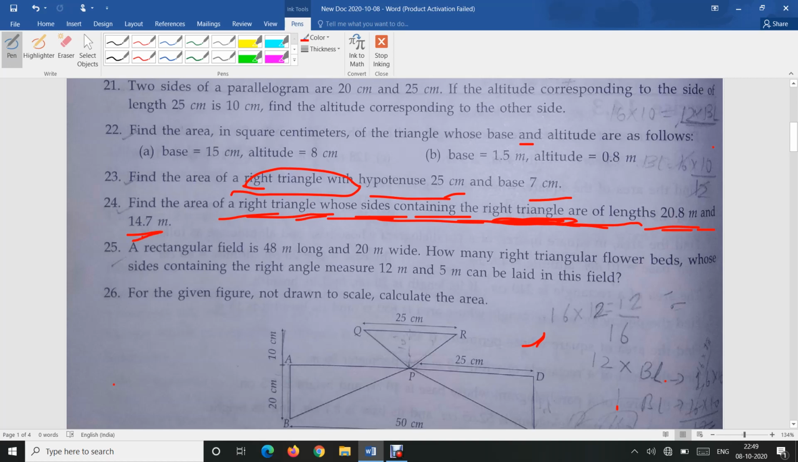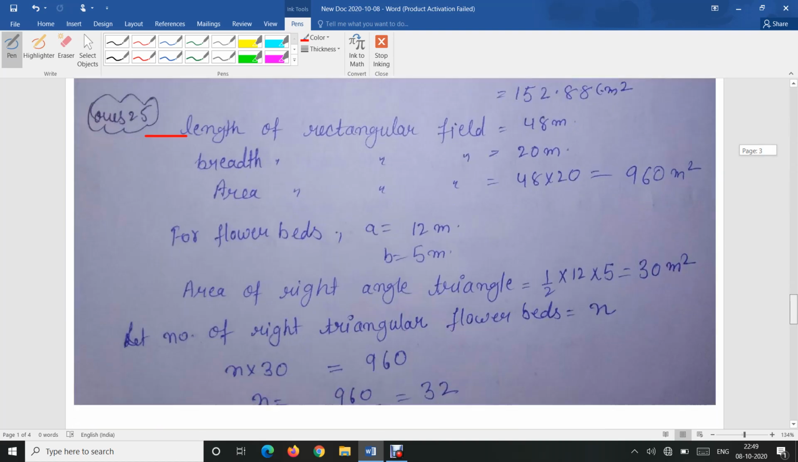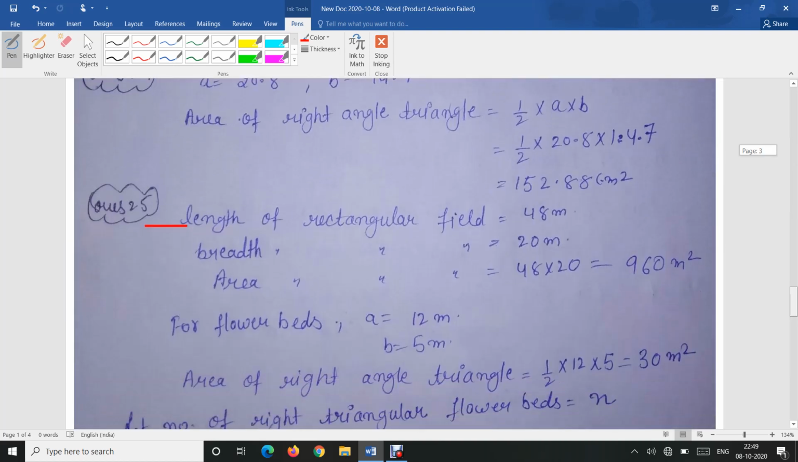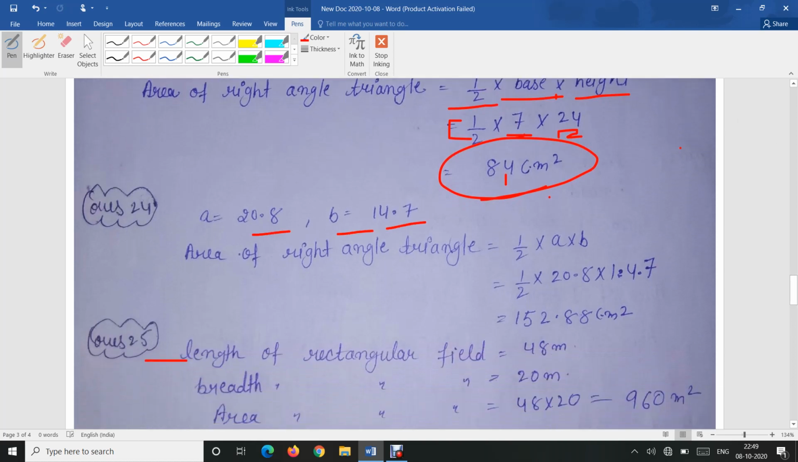Two sides are given. This is A and this is B, and the formula for such a type of question is half multiplied by A multiplied by B. So you can put this formula, and you can find out the answer from here. See, A is 20.8, B is 14.7. So the area of the right angle triangle is half into A into B, which will be equal to half multiplied by 20.8 multiplied by 14.7, and on solving that you get 152.88 centimeters square. This will be the answer.